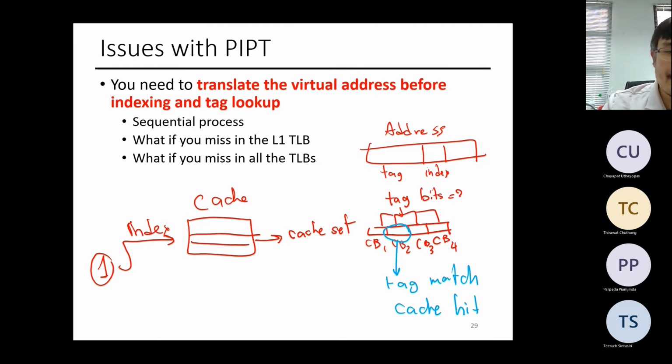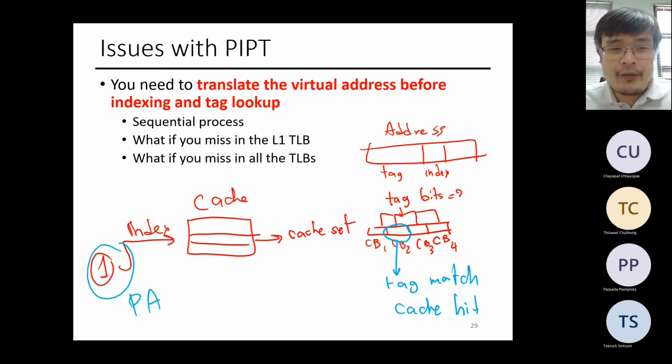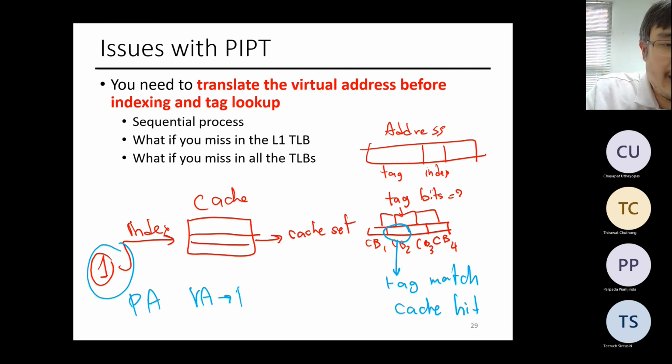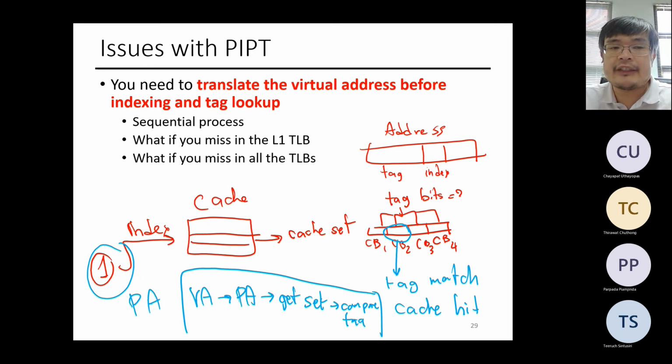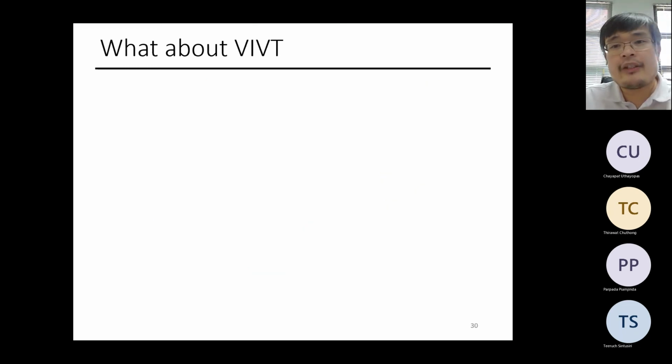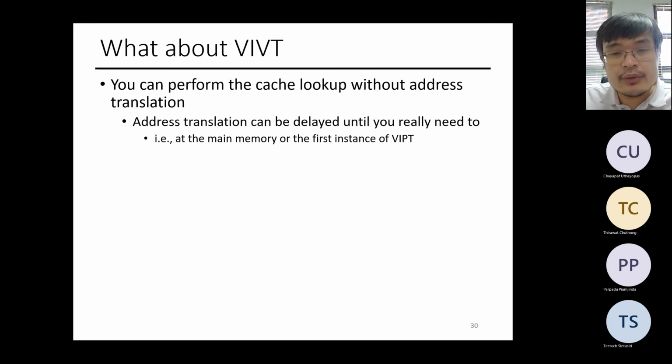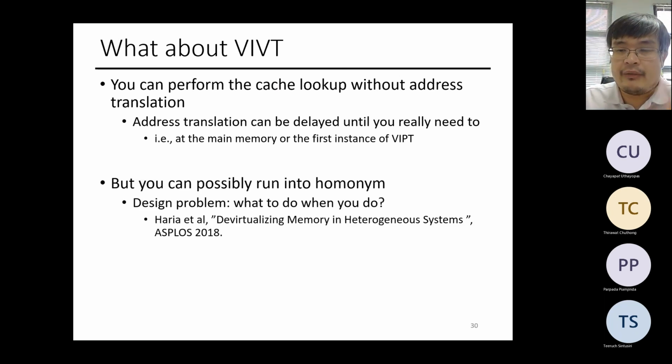So this means that the whole process starting from here has to be physical address. I need the physical address to go to the cache to get the set, then I will compare the tag. So I do VA into PA to get the cache set, then compare the tag. That's my process. I need to do this serialization. It's a sequential process. VIVT is not possible then, because you run into the homonym problem.